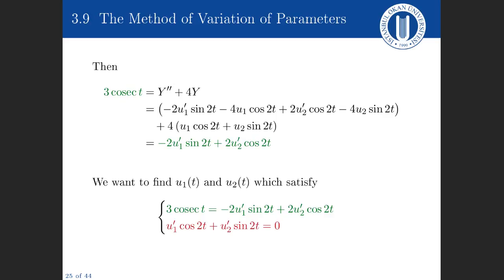So let's recap. We want to find u1 and u2, which satisfies 2 equations. Instead of one complicated equation, we've made an extra condition. So now we have 2 simpler equations to satisfy. The green equation came from the differential equation at the top of this page, and the red equation was this extra condition which I invented on the previous slide. If we can find u1 and u2 which satisfy these equations, then we're done. We have our answer.